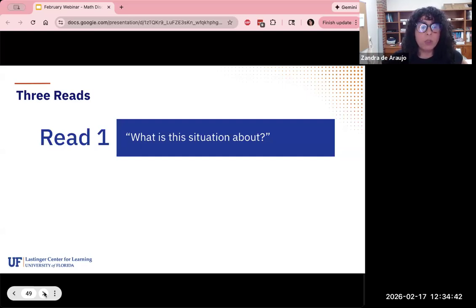Each time you read it, you have a different focus. In the traditional 3 reads format, read one is you're just reading to make sense. Like, what is this situation here? What's going on in this problem? That's the first read. Now, again, you can have a whole conversation about what the situation is about and use your math talk moves during that time.